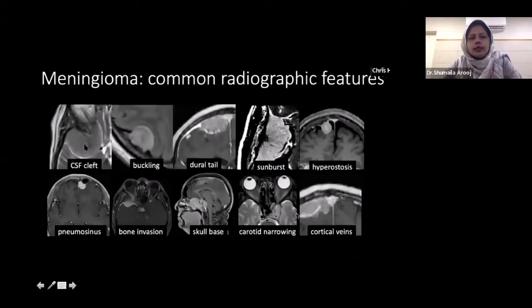You have to look at the CSF cleft, as these are extraaxial lesions. You have to look at this buckling of gray-white matter. You can see that this gray matter is displaced anteriorly. You have to look at the dural tail. Then you have to look at this sunburst kind of appearance.